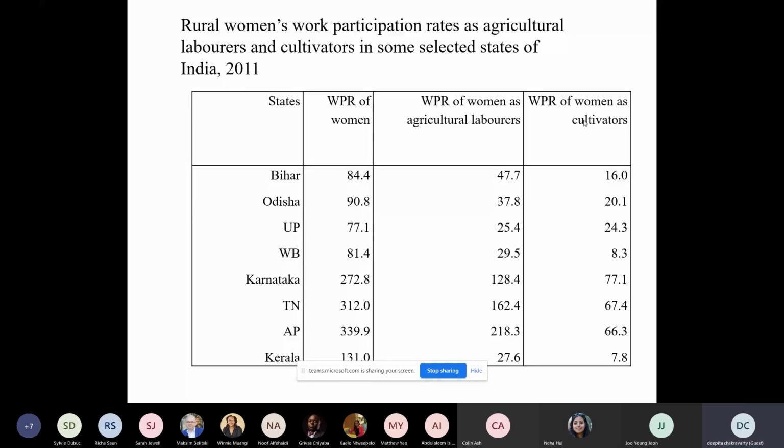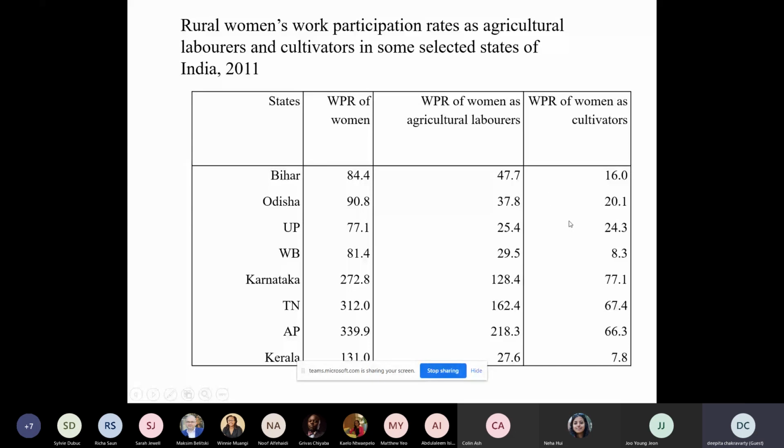So this actually fits in with my hypothesis quite well, that the incidence of agricultural laborers is much higher in the context of the southern Indian states and much lower in the context of the eastern Indian states, and especially in the context of West Bengal. But however, how about the question of cultivators?